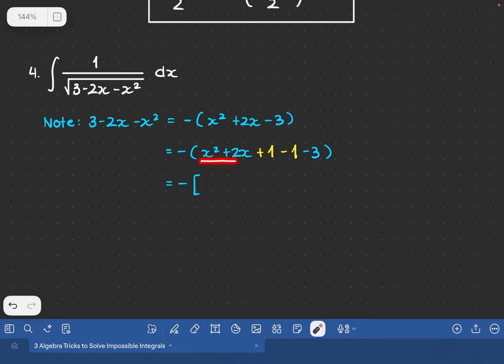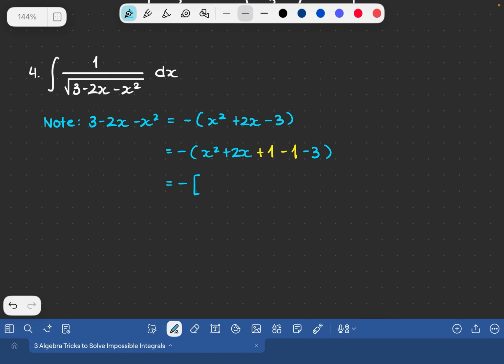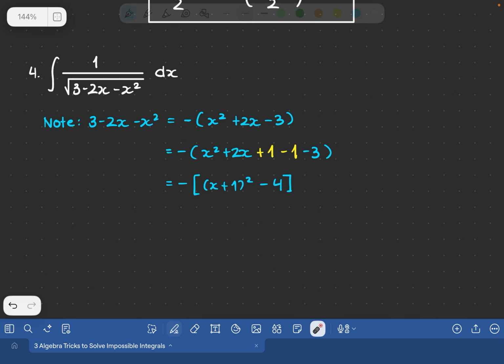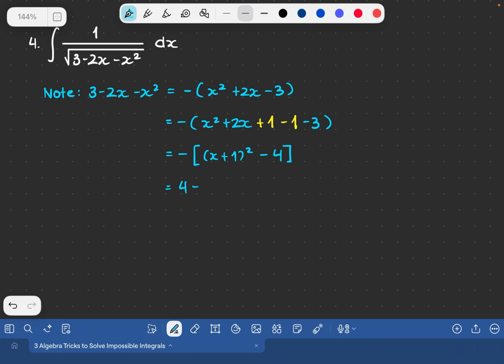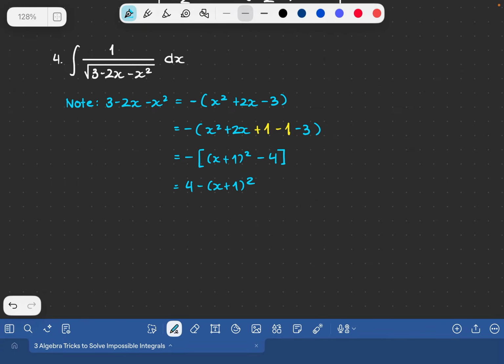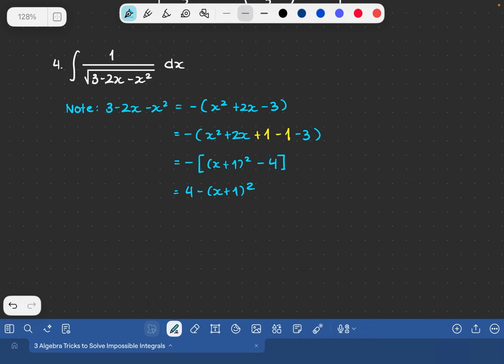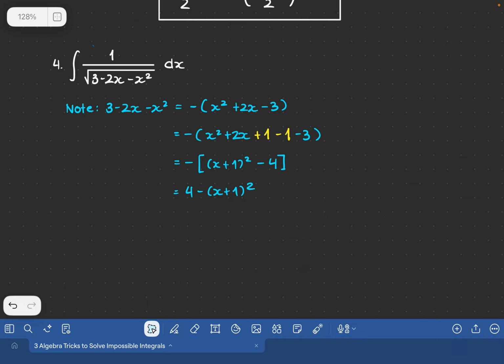this thing now again is a perfect square trinomial. Converting it to its square of a binomial, it just becomes x plus 1 squared minus 4, and then plugging back the negative, we will obtain 4 minus x plus 1 squared. So that is the completing the square version of this denominator, the one inside the radical.